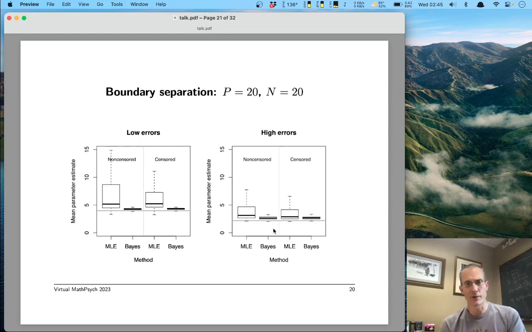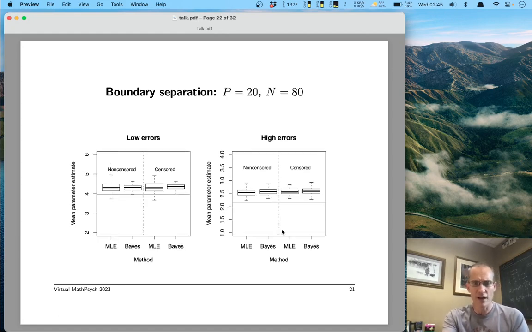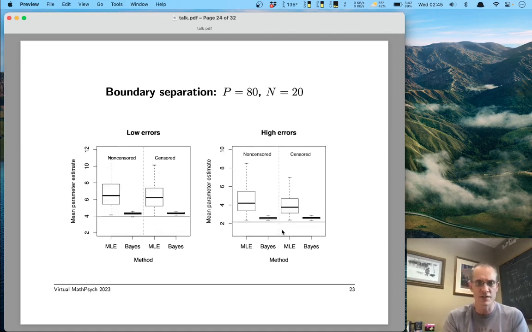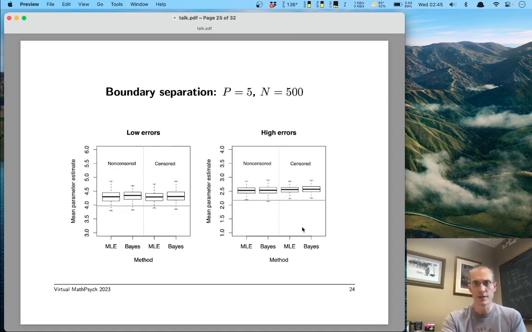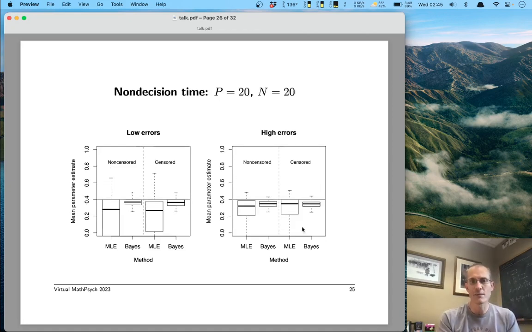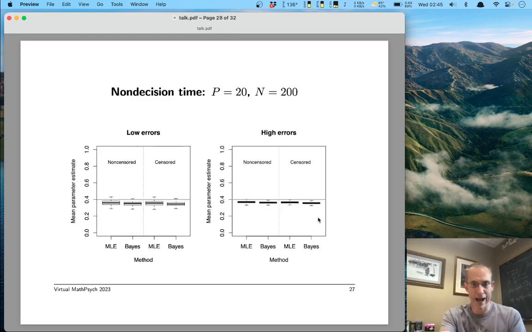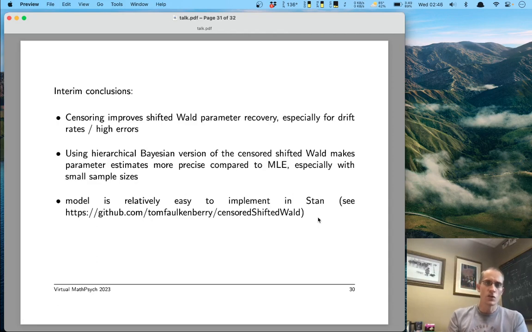Let's move on to boundary separation. Boundary separation is terrible to recover for maximum likelihood estimation, but Bayes handles it no problem whatsoever. Now, of course, that gets better as the number of trials increases, to where it's getting harder and harder to tell the differences. Again, when we get to small number of trials per person, MLE is all over the place, whereas Bayes is pretty crisp. Okay. And then non-decision time, kind of the same thing with small number of trials. The recovery is terrible for MLE, but Bayes does better, and censored does just even a little bit better than that.